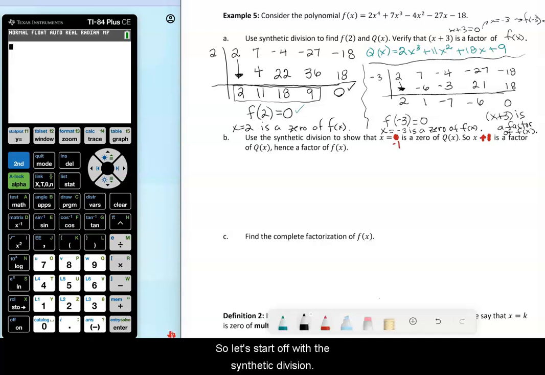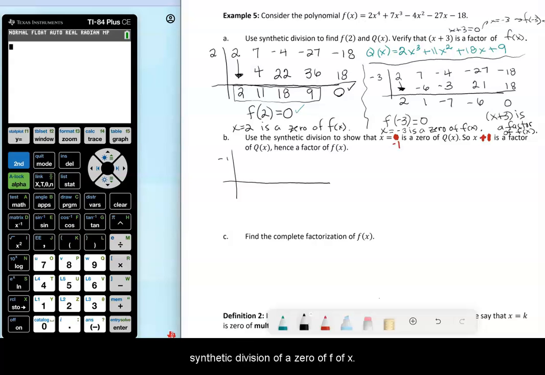So let's start off with the synthetic division. We're going to take -1 and we're going to set up our chart using the coefficients of q of x. And q of x is this green function written up here that once again came from the synthetic division of a 0 of f of x. So the coefficients are 2, 11, 18, and 9. And we're going to start off our synthetic division by dropping the leading coefficient of 2 beneath the line on the chart, and then multiplying.